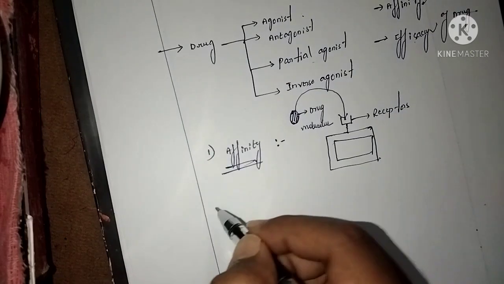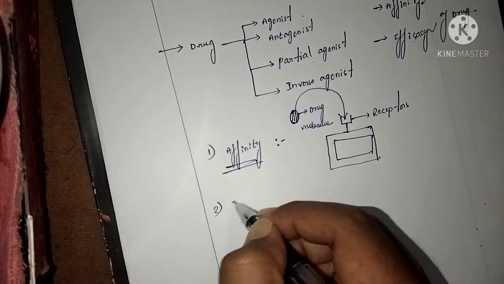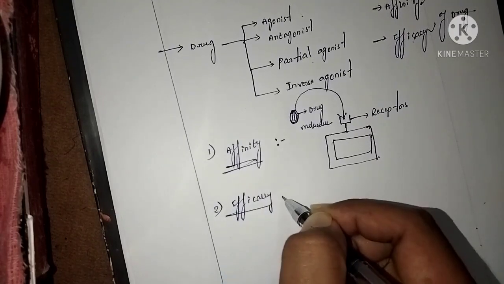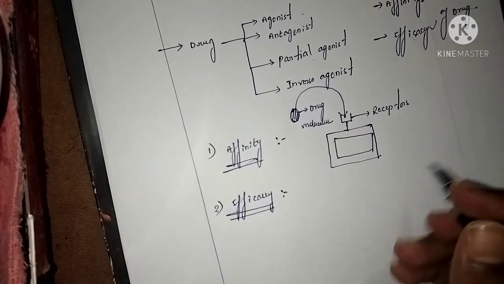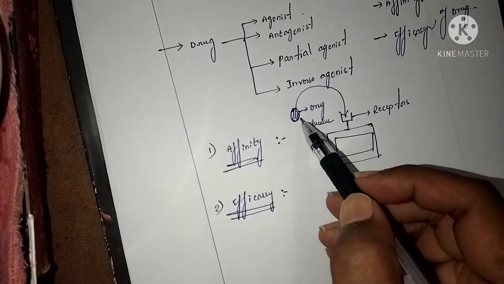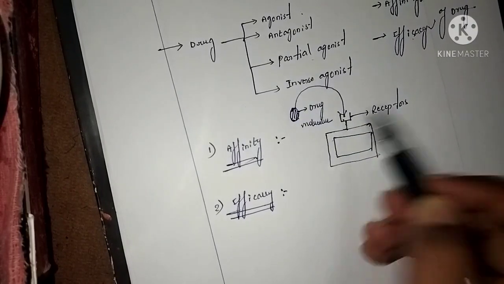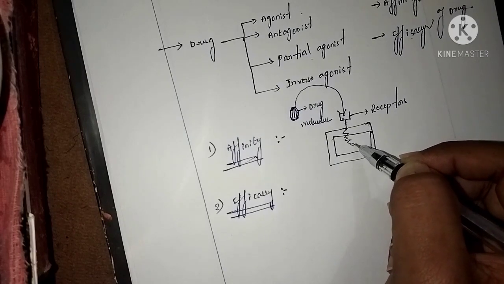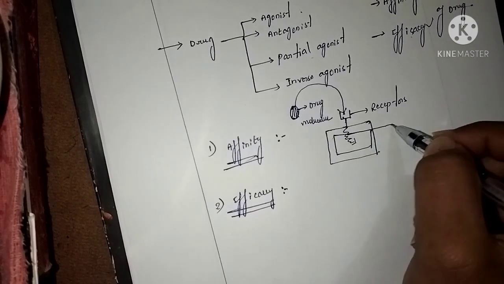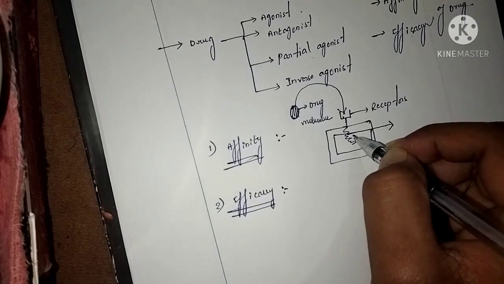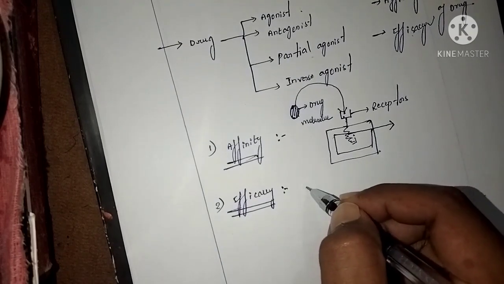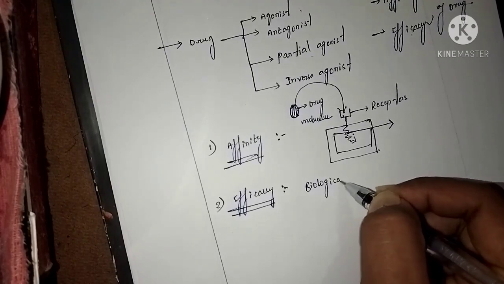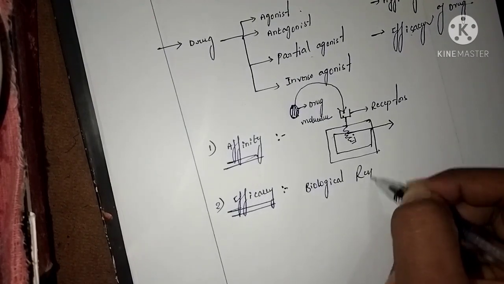Okay, next one, efficacy. What is efficacy? After the drug binds to the receptor, there must be some biological response within the cell, and this response is known as efficacy. Nothing but efficacy means biological response.